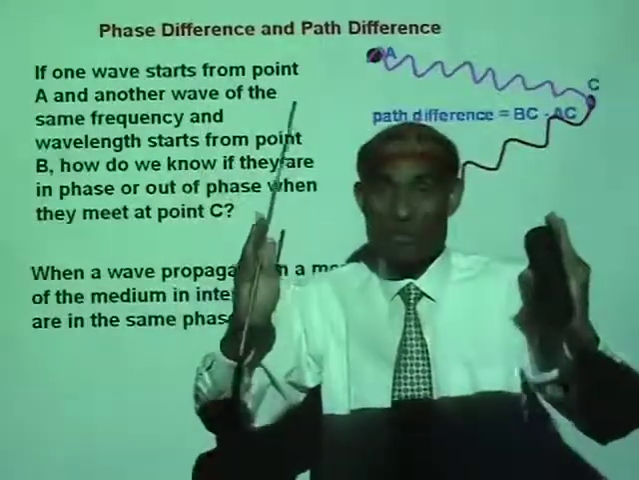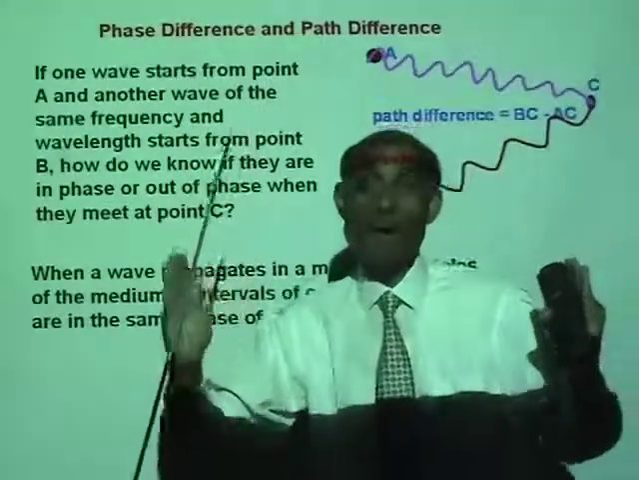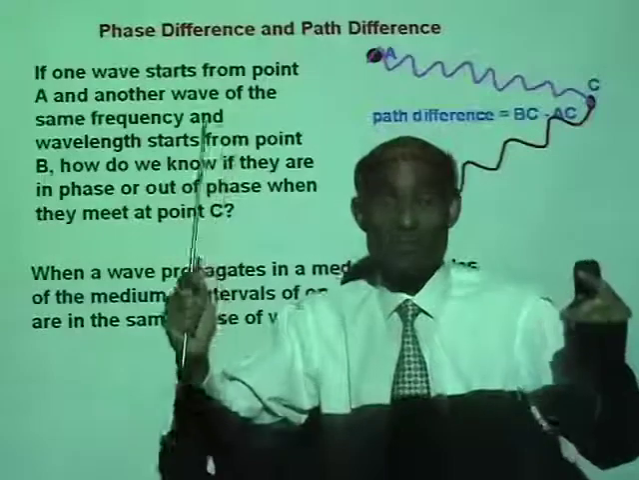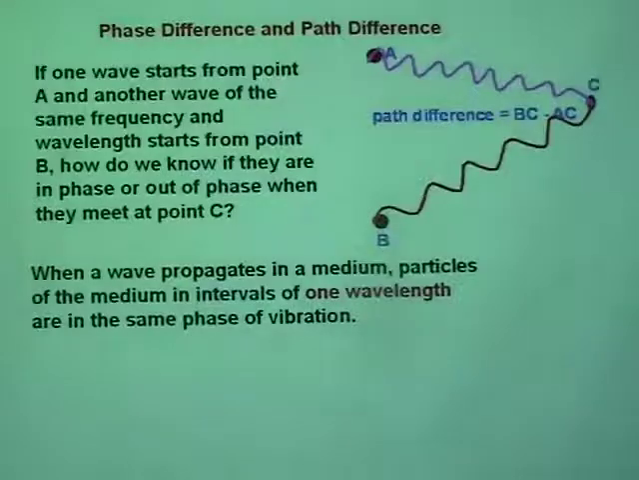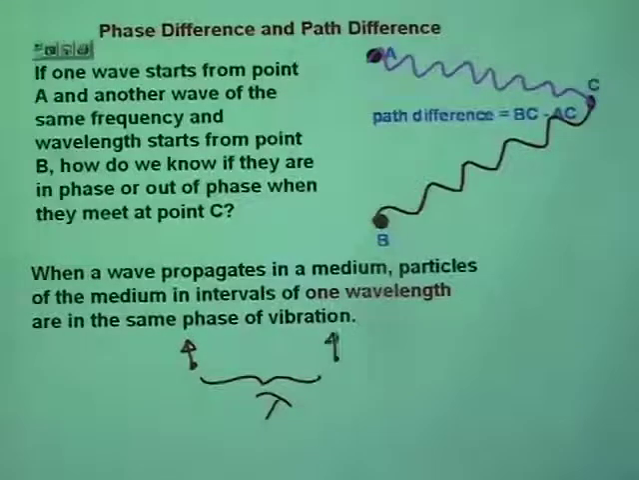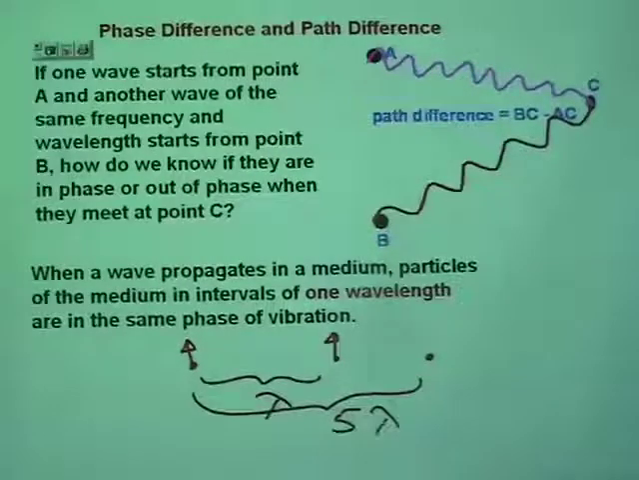How about particles in intervals of 5 wavelengths? They will also be in the same phase. For example, if these are 2 particles, and the distance between them is 1 wavelength, they will be in phase. If the distance between 2 particles is 5 wavelengths, they will be again in phase.